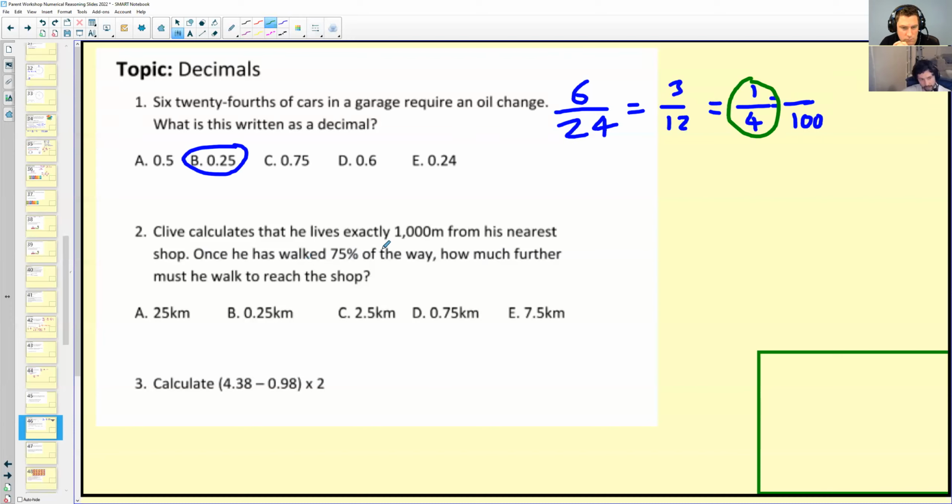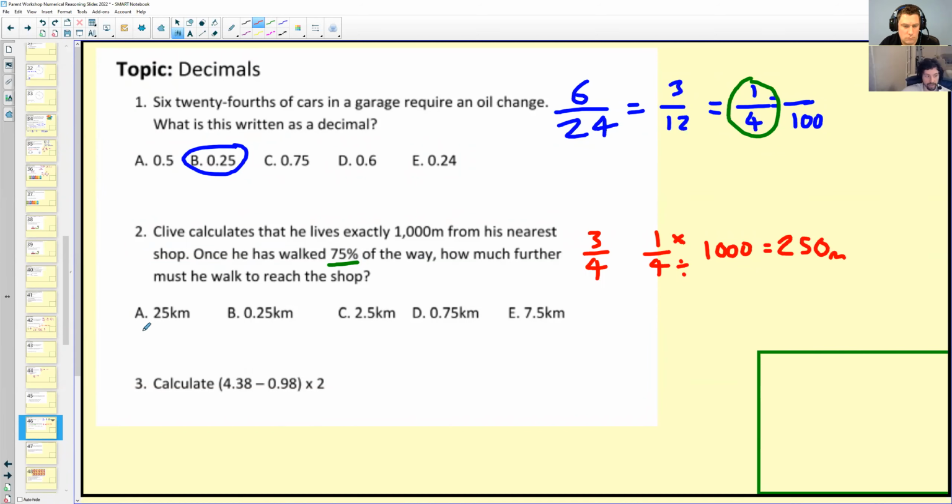He lives exactly 1,000 meters away, and he is 75% of the way. Again, tying in percentages, but then giving my answer as a decimal. So how much further does he need to walk? Do I know quite rapidly that 75% is 3/4? And if I know that, then I can easily work out there's a quarter left. And again, I now know how to do a quarter of an amount because I times by the top and divide by the bottom. So 1/4 of 1,000 is actually just dividing by 4. Times by 1 doesn't change it. So I've got 250 meters.